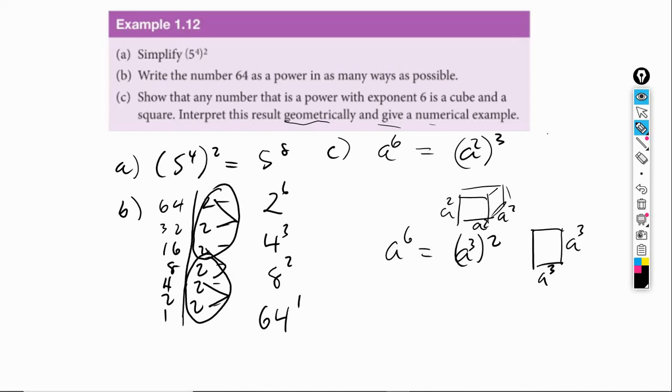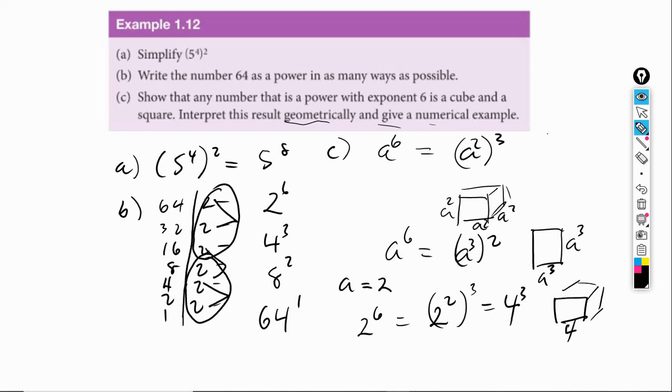Then it says that we need to give a numerical example. Okay, so let's suppose that a equals 2. So notice that if we have 2 to the power of 6, we can write that as 2 squared cubed. And this is going to be 4 cubed. So that means that in this case, we would have a cube that has a side length of 4. So the cube would have 4 as the length of its sides or edges.